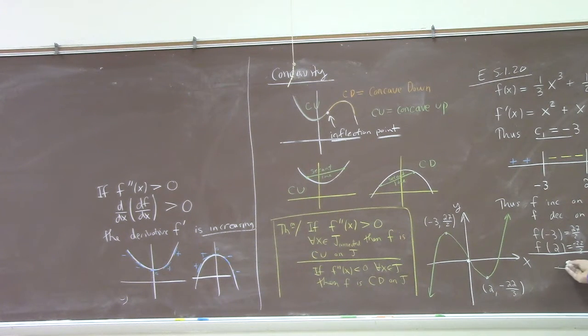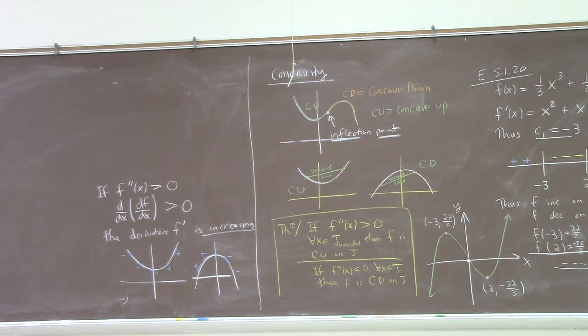Concave up, it's negative over here. So this function is concave up on minus 1/2 to infinity. It's concave down on minus infinity to minus a half. And at x equals minus 1/2, we have a point of inflection.